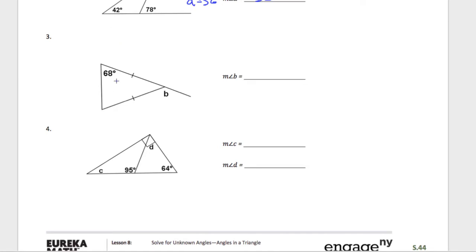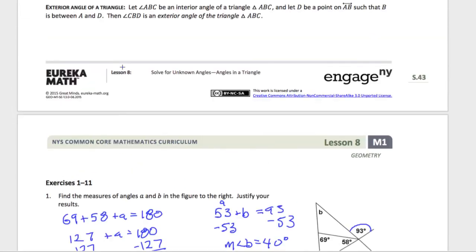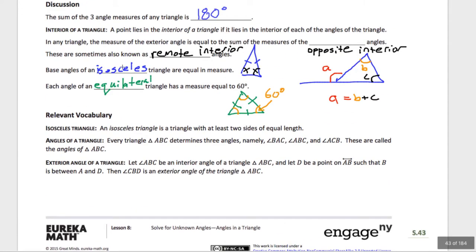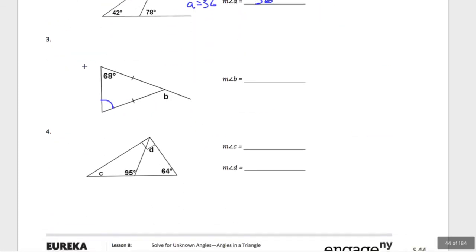Go ahead and pause me. And you've unpaused me. I know that these base angles are the same, and the reason is right up here: the base angles of an isosceles triangle are the same. So this angle is 68 degrees, and I know that B is equal to these, the opposite interior. I keep forgetting the name of it. That means 68 plus 68 is equal to B, so I just add these two together. That's going to be 136 degrees.